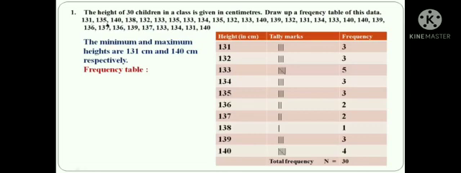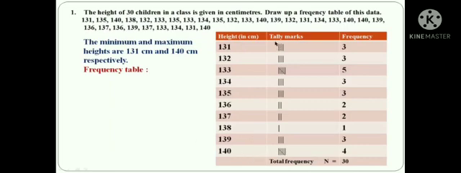Now how to find out, and what are we supposed to do? Let us see the solution. In the solution, first you have to write down the minimum and maximum heights. So you have to go through the numbers. The minimum is 131 and the maximum is 140. So you will write that the minimum and maximum heights are 131 centimeters and 140 centimeters respectively.